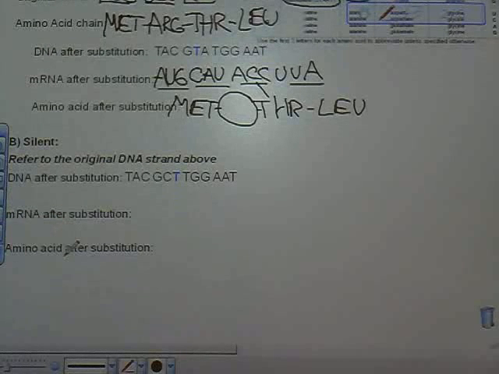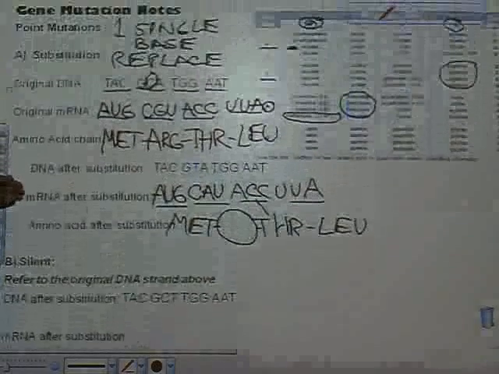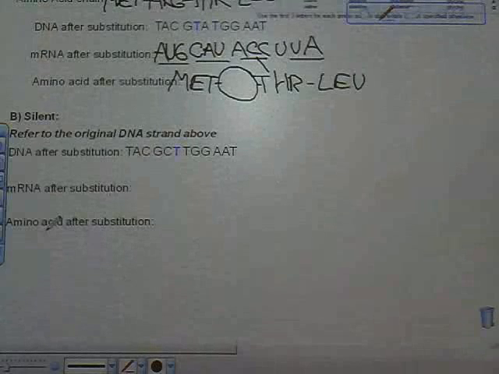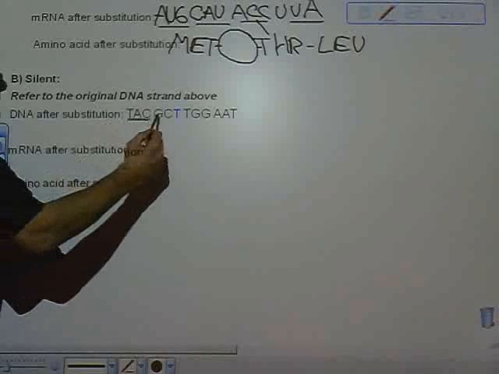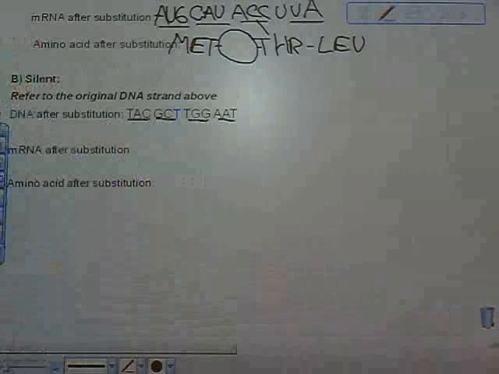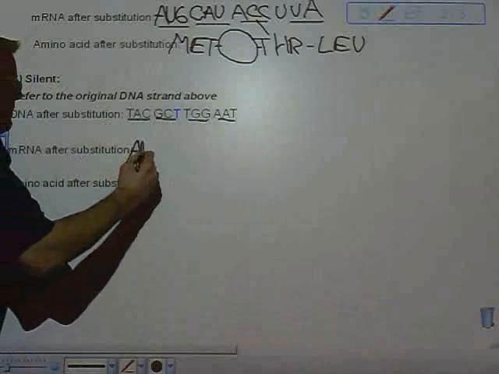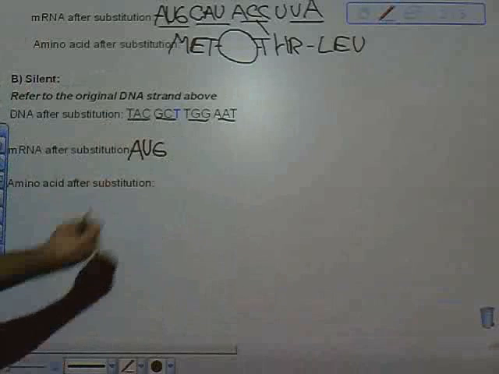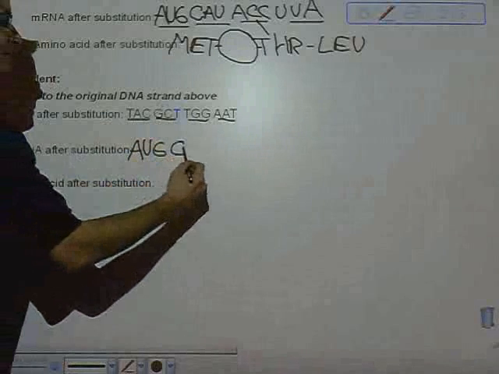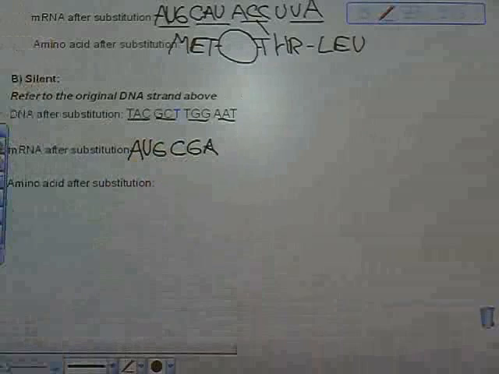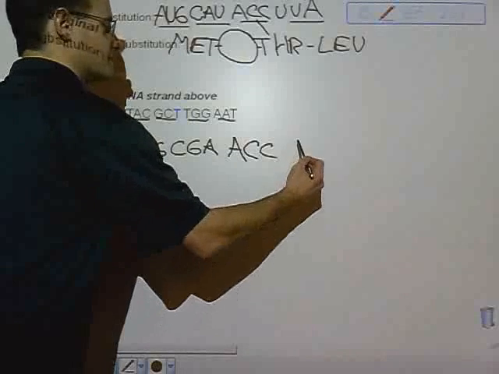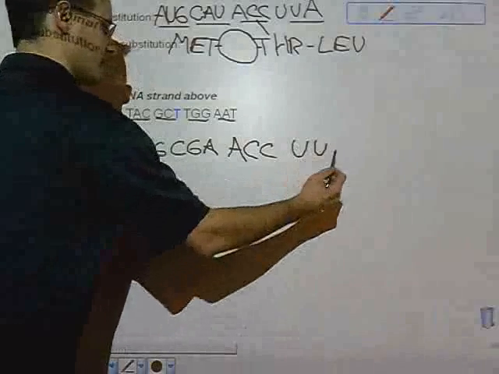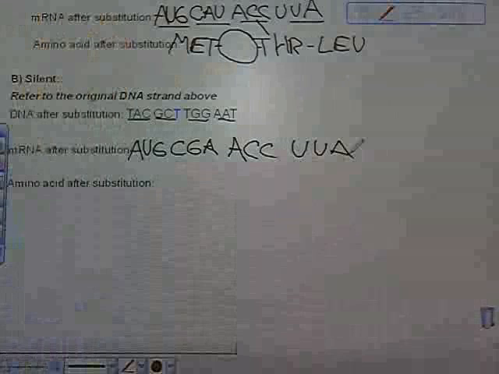All right, moving on to silent mutation. You can see here we've done substitution. We replaced the base. And a silent mutation is going to be a little bit different. You'll see how that works. Our mRNA, again, here's our sets of 3. Easiest to read them that way. We still have AUG. Now we have GCT, which is going to give us CGA. Still have ACC, and still have UUA.